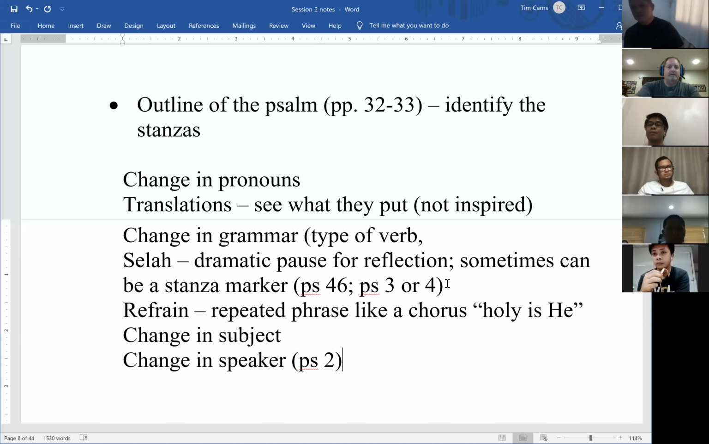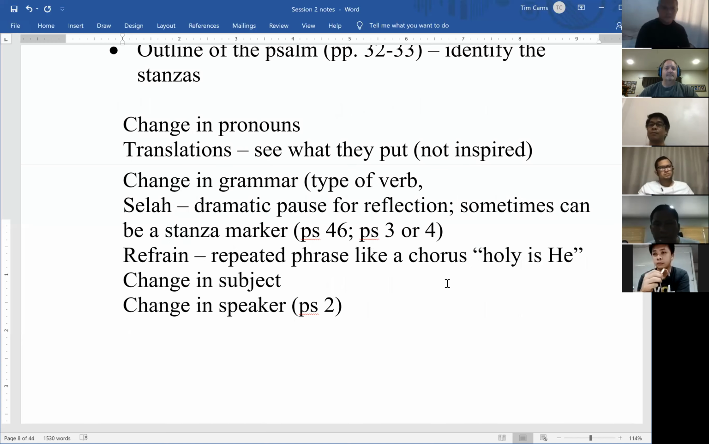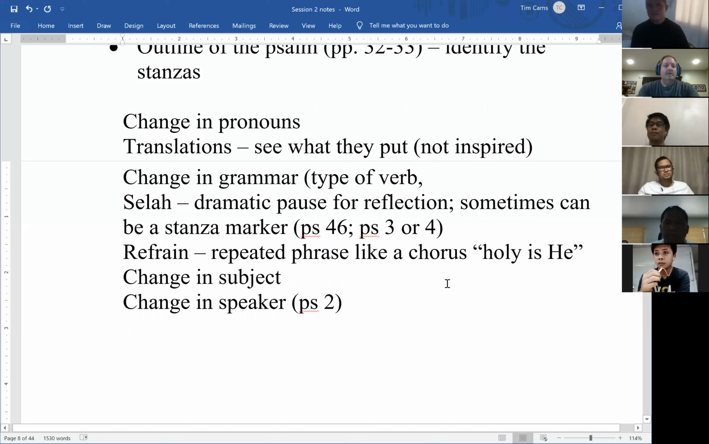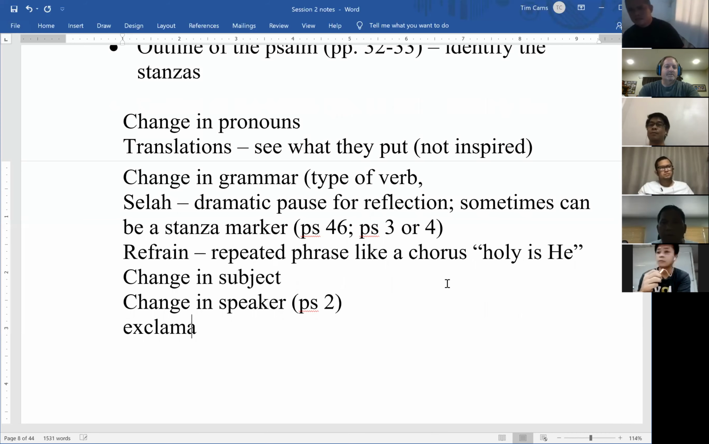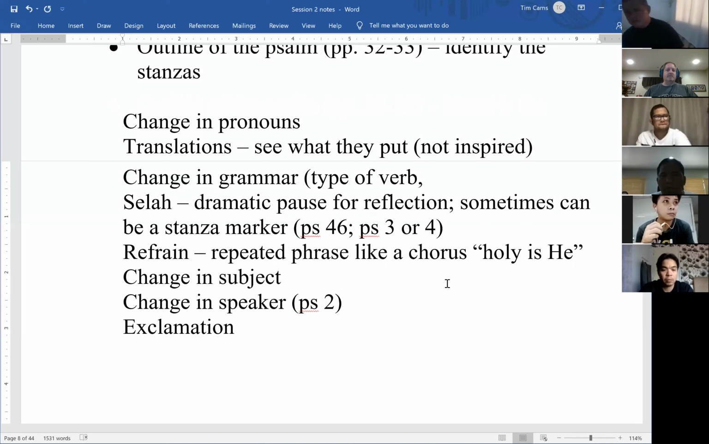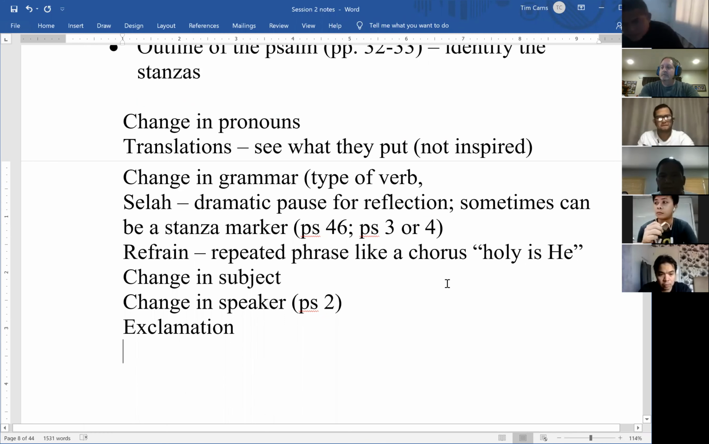Also, anything else comes to mind? Exclamations. Yeah, there can be an exclamation or interjection, like behold, or oh God, or oh my soul. Sometimes those can mark out separations. There was another one that came to my mind.